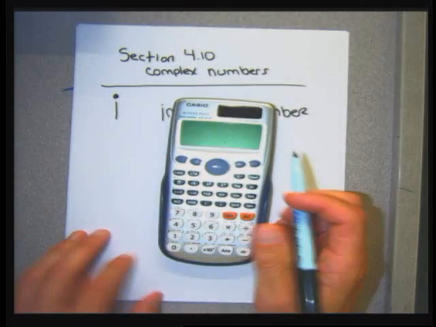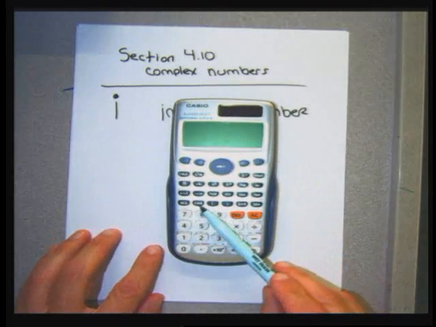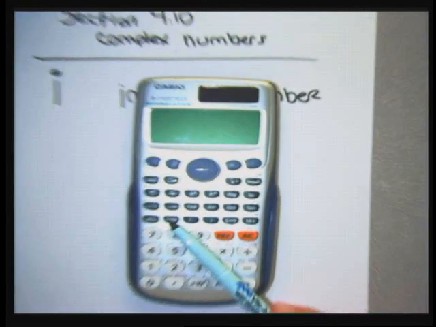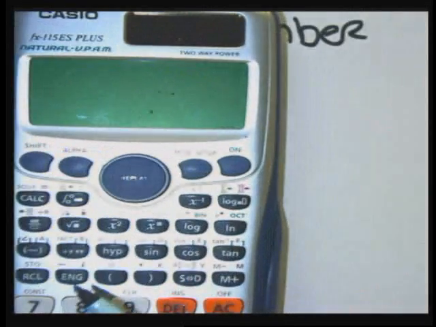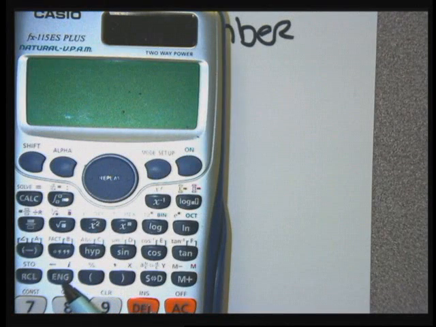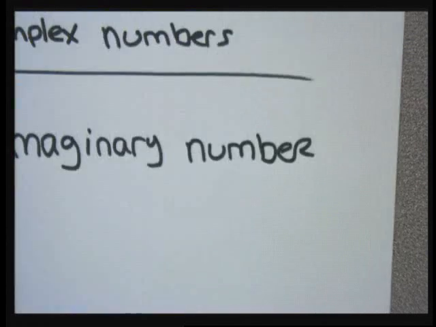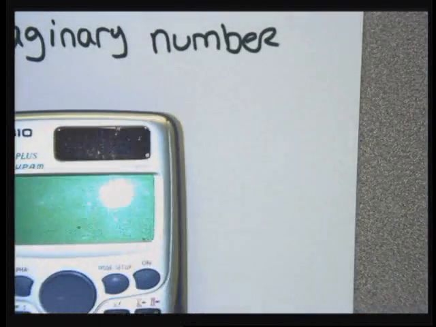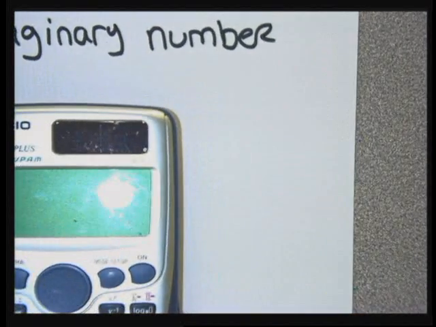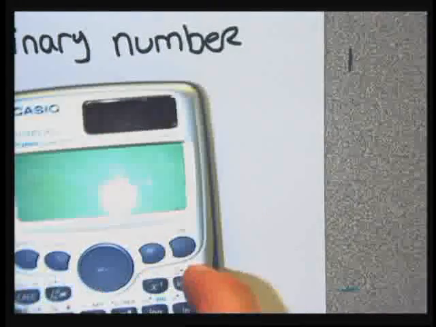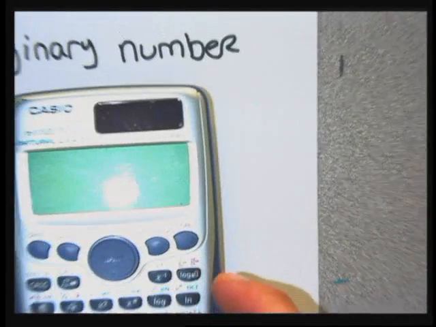My calculator has an i right above the ENG key. In order to get my calculator to do well in this section, labeled complex numbers, I need to get my calculator in a new mode. And this mode you can leave your calculator in almost forever. We don't need to take it out of this mode unless we're graphing.